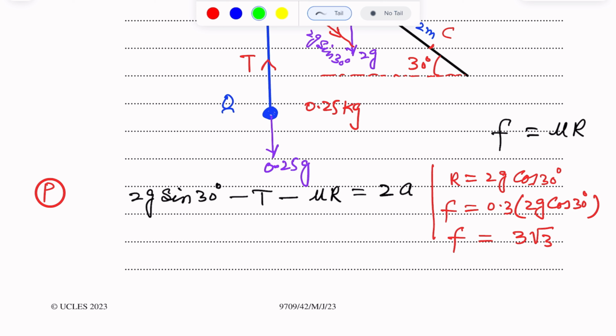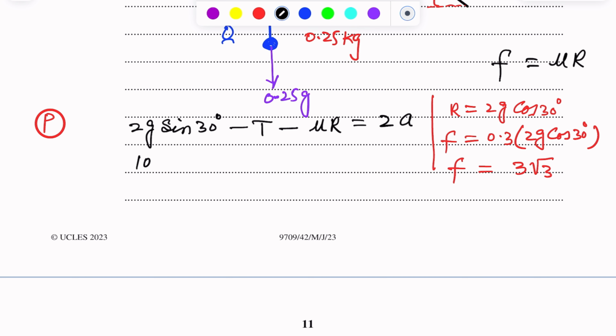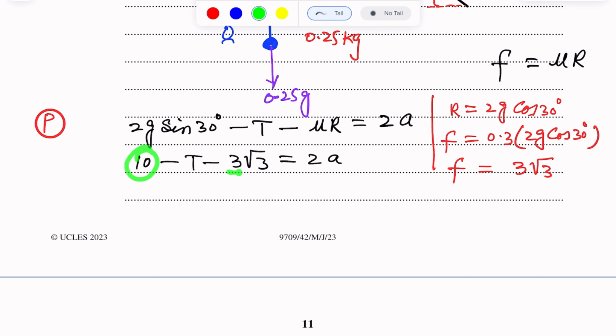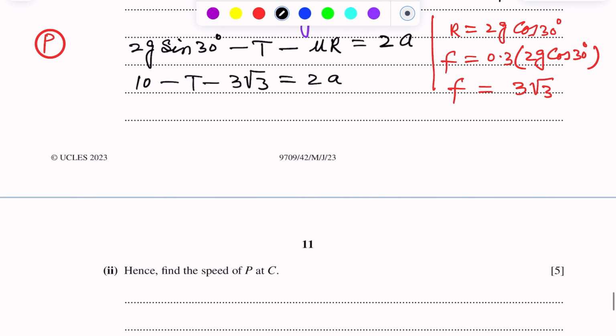So after simplifying, 2g sin 30 degrees is equal to 10. 10 minus T minus mu R, that is 3 under root 3, is equal to ma. Now 10 minus 3 under root 3 will become 4.804. So 4.804 minus T is equal to ma. Let this be equation number 1 for reference.